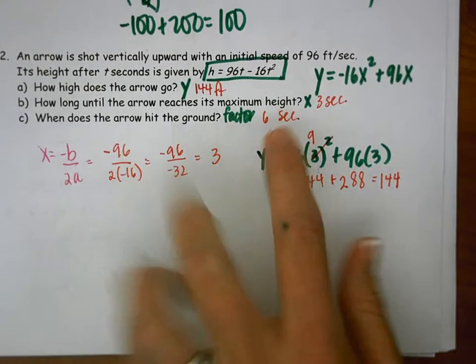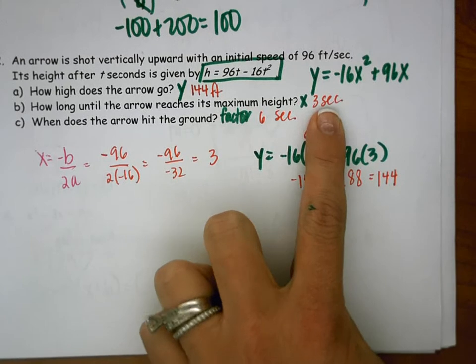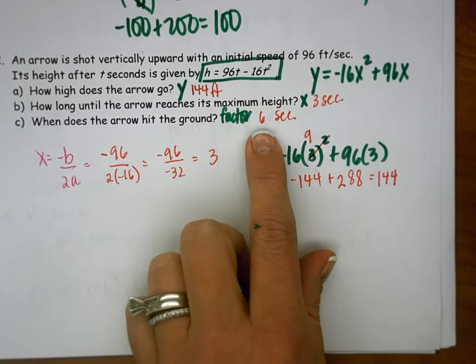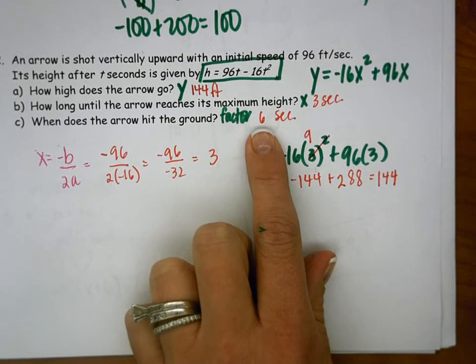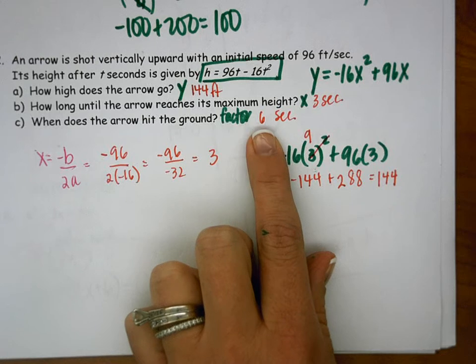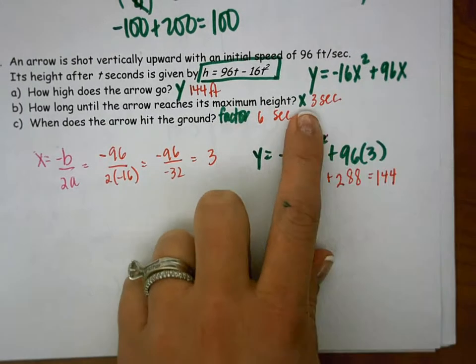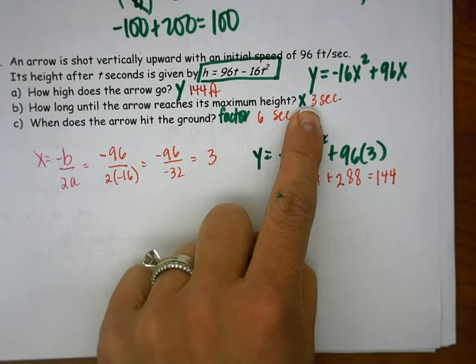This one, since it went from the ground, we can just double it, and 3 times 2 makes 6 seconds. If you factored it, you would have got the same answer. So if it takes 3 seconds to go up, it's going to take another 3 seconds to go down.